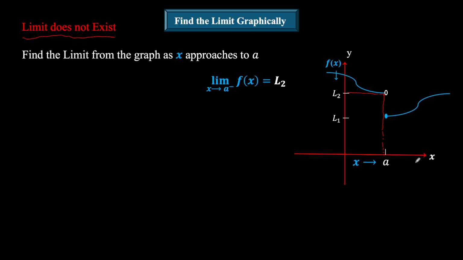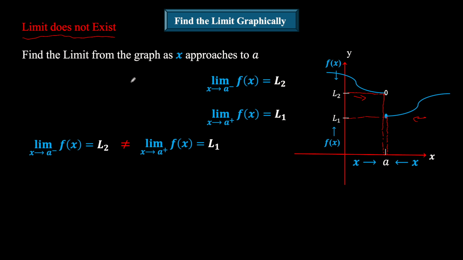Then x approaches a from the right side. First the left is coming like that, now the right side is coming from here, but we see that from here we touch this point. So in this case we say that f of x approaches L1. So the limit as x approaches a from the right side of f of x is equal to L1.